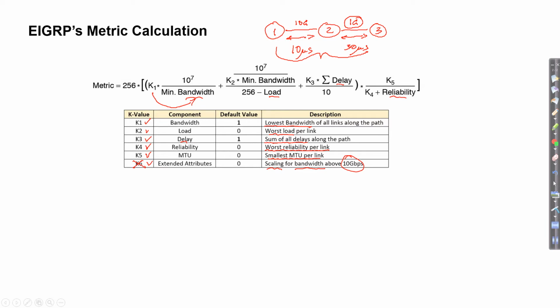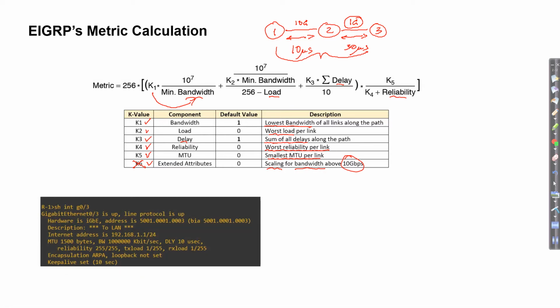So where does EIGRP get these attributes from? It is actually on the interface itself. I have a capture here on router 1 on gigabit 0/3, so let's take a look at them. Here is the bandwidth of 1 gigabit per second or 10 to the 6, followed by the delay of 10 microseconds. The reliability here displays 255 over 255, which is 100% reliable, where the transmission load and the receiving load is 1 over 255, which represents 0, and finally the MTU at 1500 bytes.